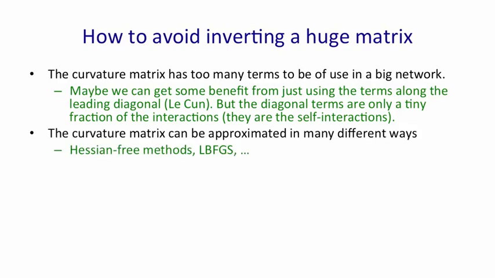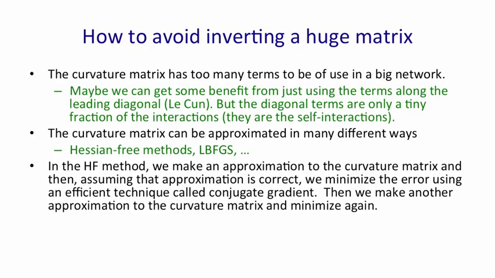Another thing we could do is try and approximate the curvature matrix with a matrix of much lower rank that captures the main aspects of the curvature matrix. That's what's done in Hessian free methods and LBFGS and many other methods that try and do an approximate second order method for minimizing the error.